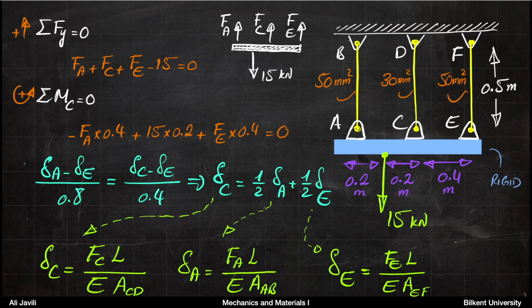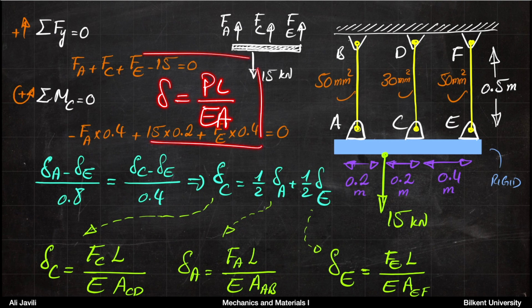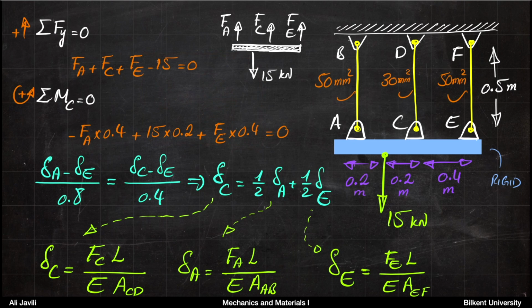So again, you remember delta is PL over EA in principle. This is our generic form. In this case, it means delta C is FC L divided by E A C D. All three members have the same length and the same material, but they have different cross-sectional areas. But in principle, you may also have problems where they have different materials.